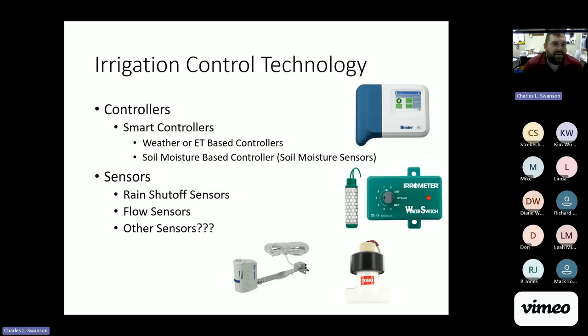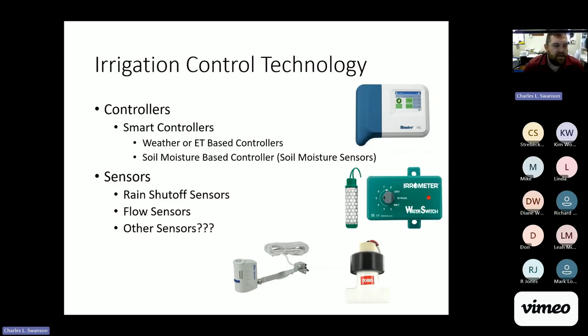But with technologies, we can add additional types of sensors to our controllers. And most commonly, what we see used in Texas is the use of rain shutoff sensors. And so with rain shutoff sensors, these attach to the controller, and they turn the controller off if it starts to rain while we're irrigating. That's basically what they do. They don't do a whole lot more than that.